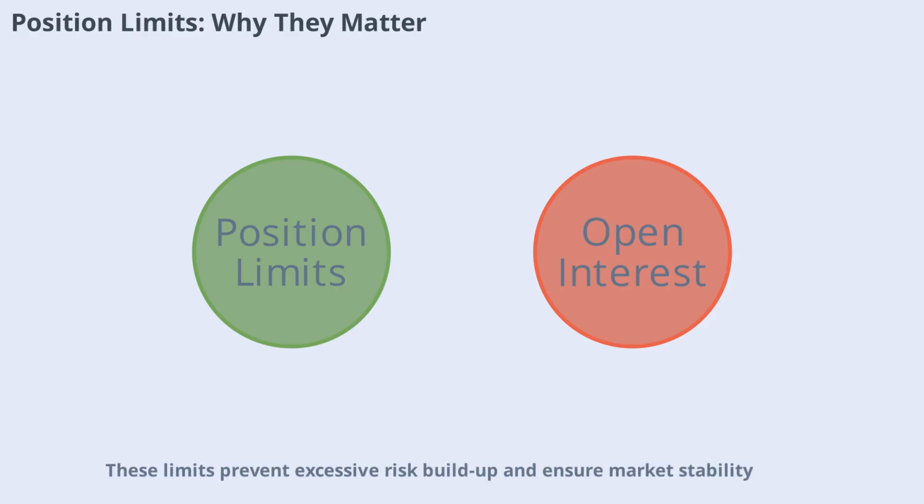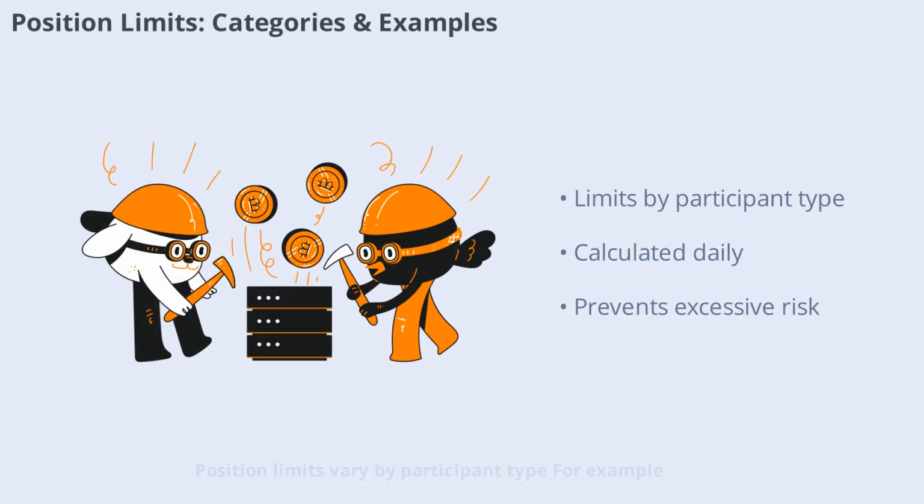Position limits are regulatory caps on the maximum exposure a client, member, or market participant can hold. These limits prevent excessive risk buildup and ensure market stability. Limits are specified at various levels, client, member, and currency pair, and are linked to total open interest or fixed currency amounts. By monitoring and enforcing position limits, regulators help maintain a balanced and orderly market, protecting all participants from systemic risk.